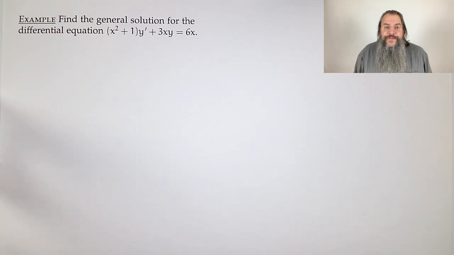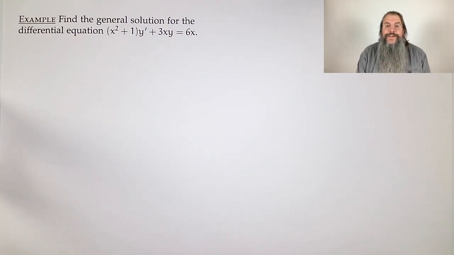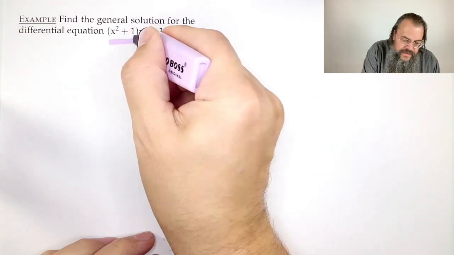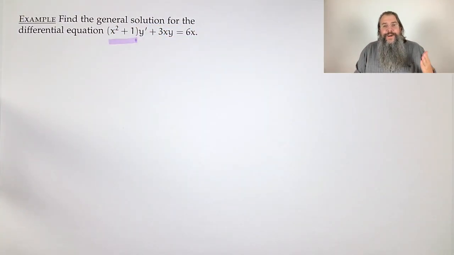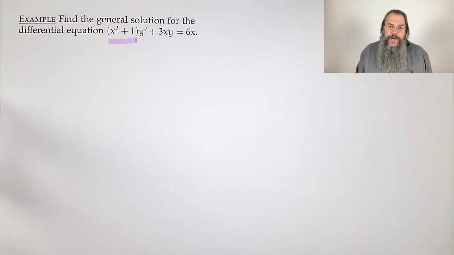Find the general solution for the differential equation (x squared plus 1) times y prime plus 3x times y equals 6x. All right. Where do we begin? What's the first thing we need to do? The first thing we need to do is to write it in the way that we can use the technique on. See, it's not written in the right form yet. What's wrong? Well, the problem is this x squared plus 1. We don't want anything in front of the y prime. We want 1. That should be the coefficient of our y prime.